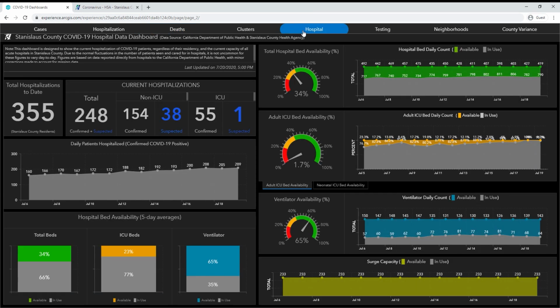The next tab is hospital. This data doesn't overview patients that were hospitalized, but rather looks at hospital bed availability, ICU bed availability, and ventilator availability as reported by the hospital. These beds are used by residents across multiple counties and does not reflect hospitalizations of Stanislaus County residents, but rather hospital utilization of hospitals within Stanislaus County. The adult ICU bed availability breaks out ICU beds available by adults and neonatal.